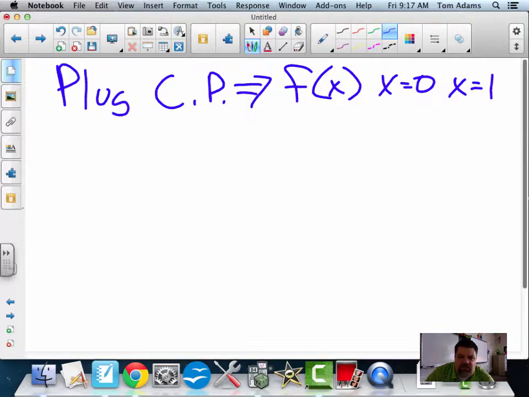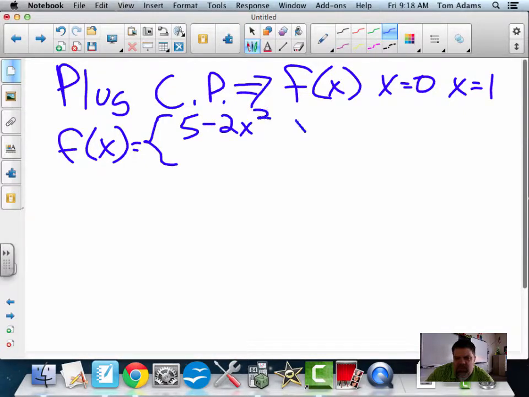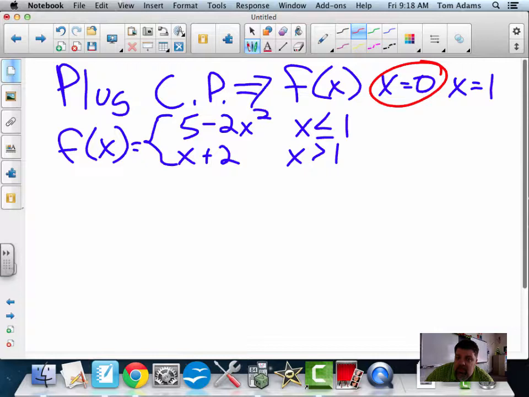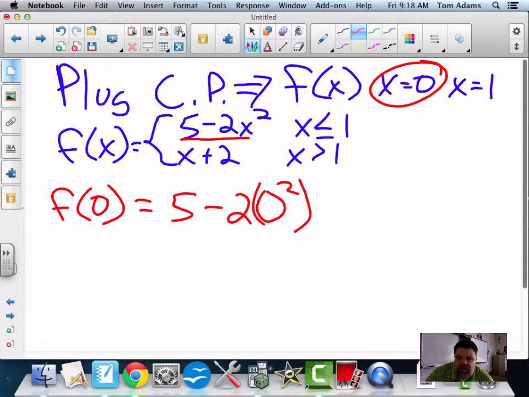And so what we need to do is take those x values and plug them into the original function. And here's an interesting thing. It's a piecewise function, and so when we look at the piecewise function, both 0 and 1 are plugged into the first equation. So when I do f of 0, I'm going to use the expression 5 minus 2x squared. So I get 5 minus 2 times the quantity 0 squared, and that just gives me 5. So on our function, we have the point 0, comma 5.